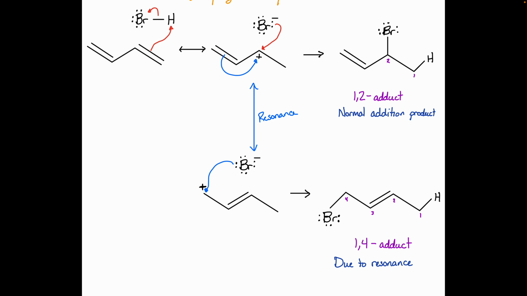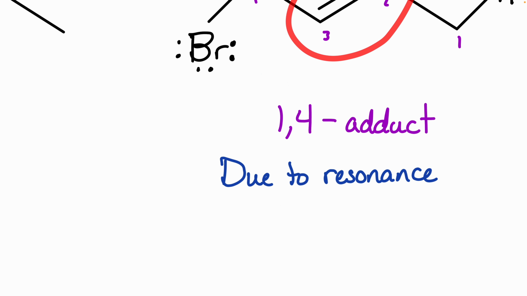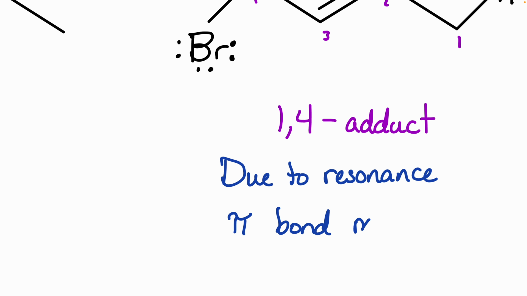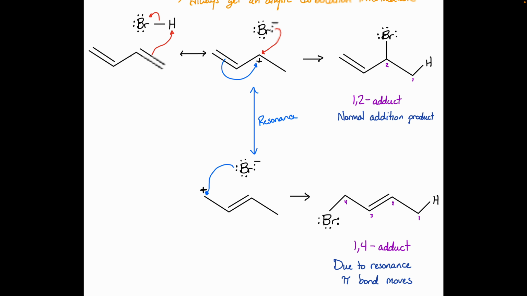All right, and then just playing like spot the difference game. Obviously, the hydrogen and the bromine are located a different number of carbons apart. What else is different about the 1,4 than the 1,2? The pi bond has moved as well, right? So let's just note, because it's due to resonance, our pi bond moves between carbons 2 and 3 in our product.